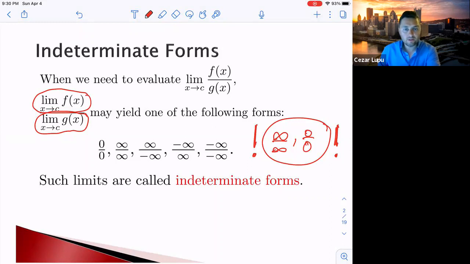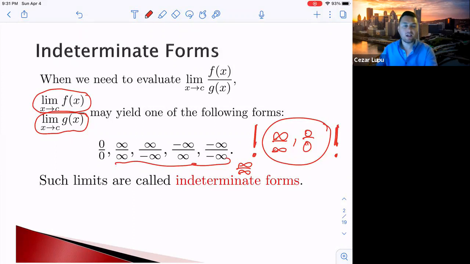Well, like I said, roughly speaking, there are just two: infinity over infinity or 0 over 0. But to be more exact, it can look like infinity over infinity, 0 over 0, positive infinity over positive infinity. You can have positive infinity over negative infinity, or negative infinity over positive infinity, or negative infinity over negative infinity. In any case, I will put all this together into this infinity over infinity, whatever the signs are there. So such limits are called indeterminate forms.